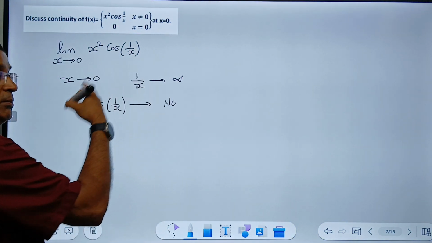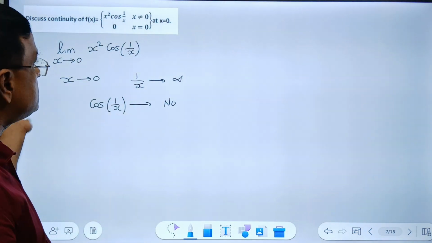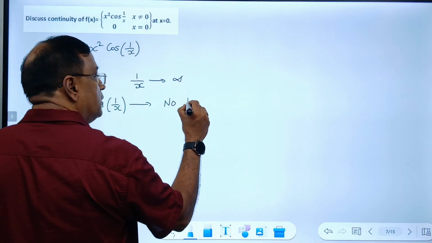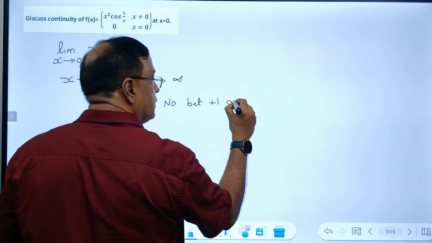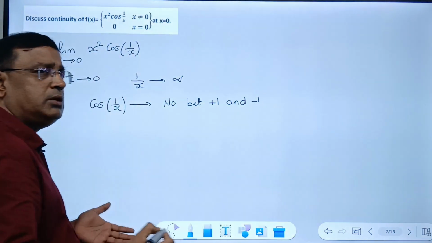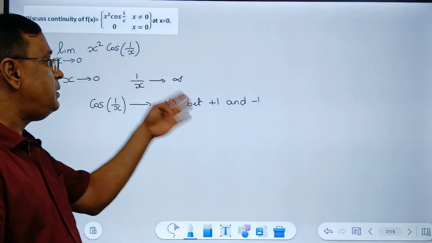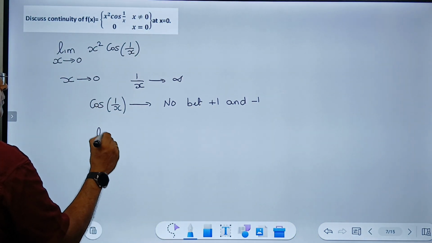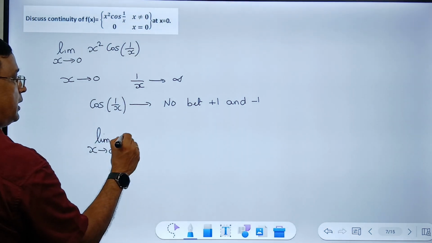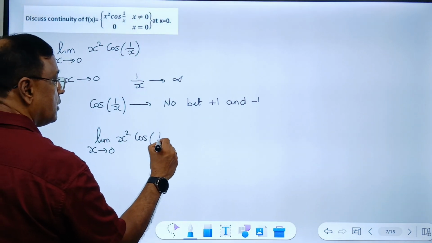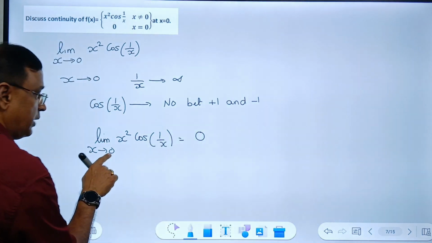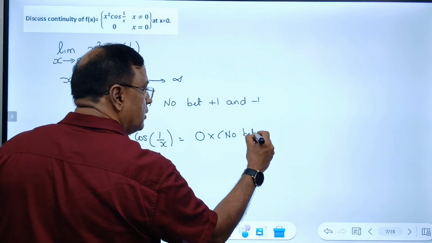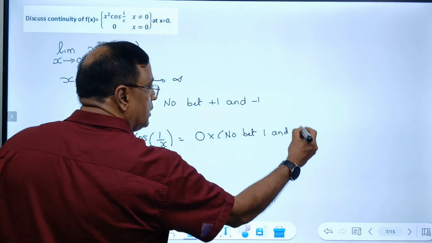You remember? Just like the previous problem. What is true for sine 1 by x will be true for cos 1 by x. So it only oscillates between +1 and -1. We don't know what number it is, but it will definitely be a number between +1 and -1. Okay, since it's a number, what happens when I say limit x approaches to 0, x square cos 1 by x, it will be 0 because when you put x as 0, you get 0 into some number between +1 and -1.